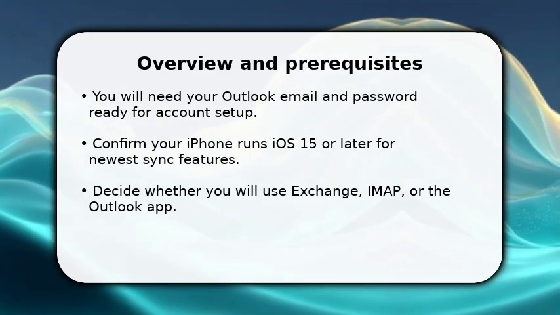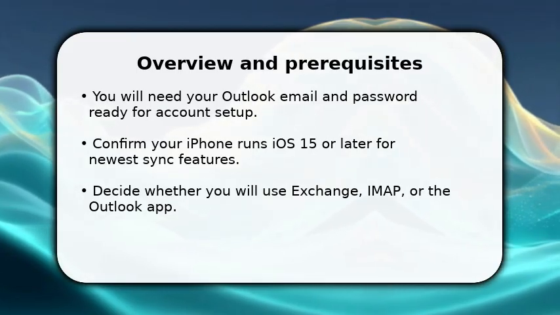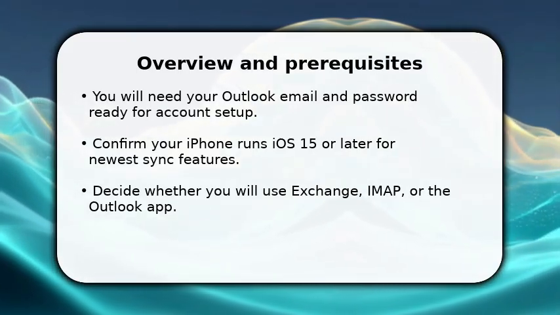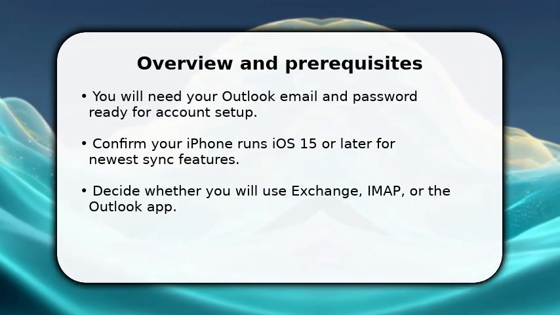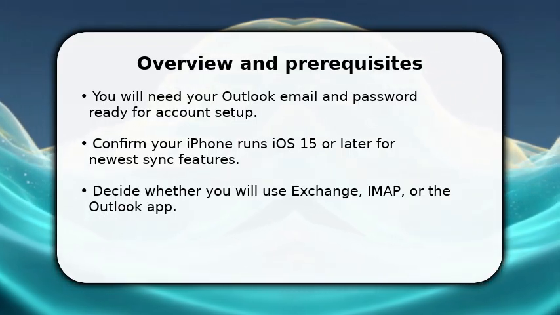Exchange Sync supports email, contacts, and calendar in real time. IMAP only syncs mail, so you will need a separate calendar setup. The Outlook app can sync everything with a single sign-in.